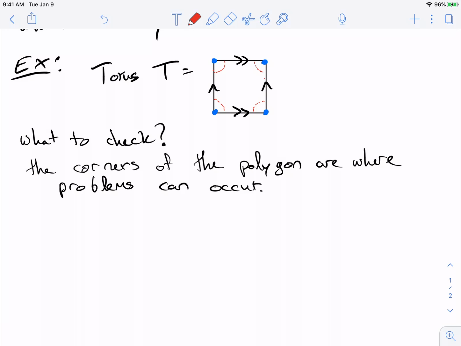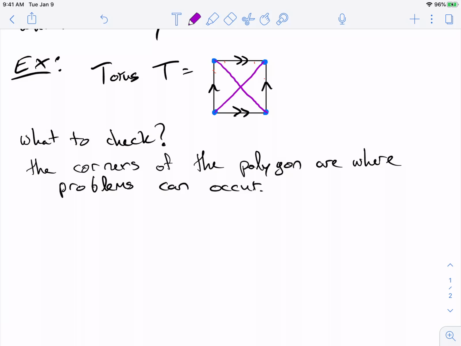Another way to look at this is, just like we did with cones, there's nothing special about this particular way I've glued everything together. So I can make cuts and re-glue as long as I remember where I cut. So let's say I make two cuts like this.